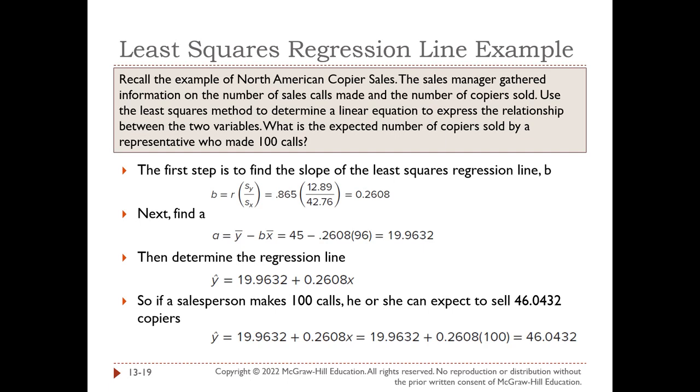So our regression line for an estimate is y hat equals 19.9632 plus 0.2608 times x. So whatever our number is, we can now determine y. So if a salesperson makes 100 calls, we'll go ahead and insert that as x, since x was our calls. And we can determine that if they make 100, we can properly estimate that they're probably going to sell 46 copiers. And we can keep doing that for any number that we need to.